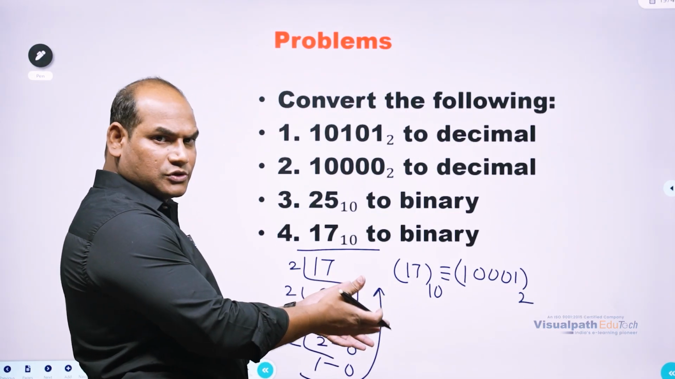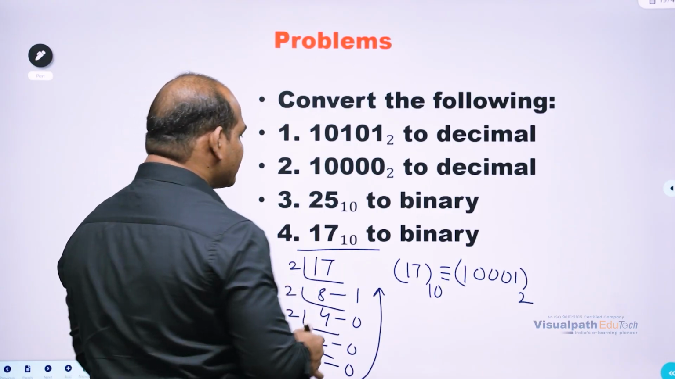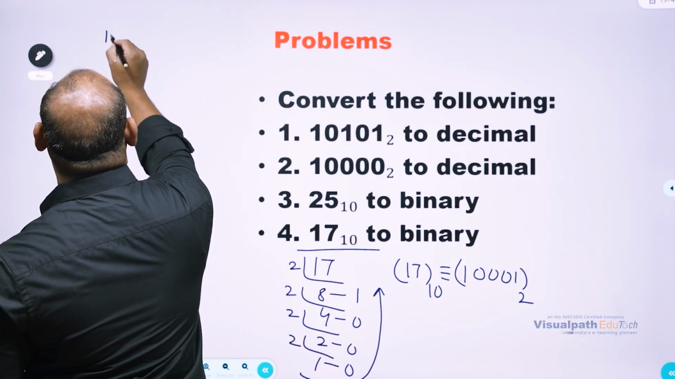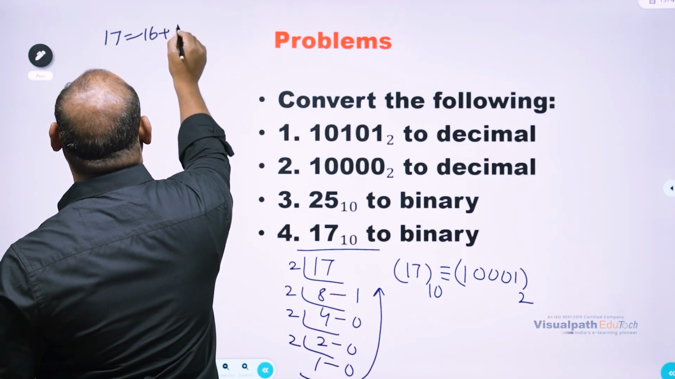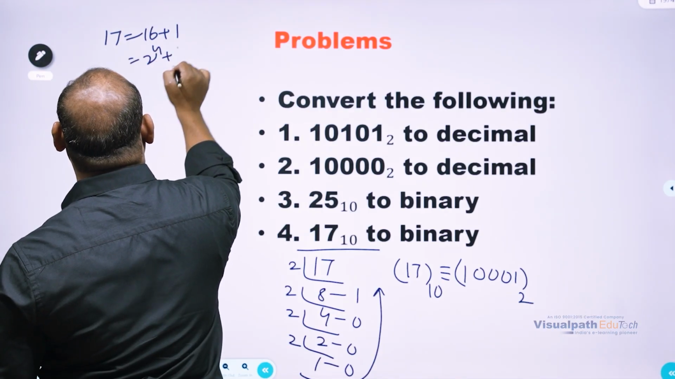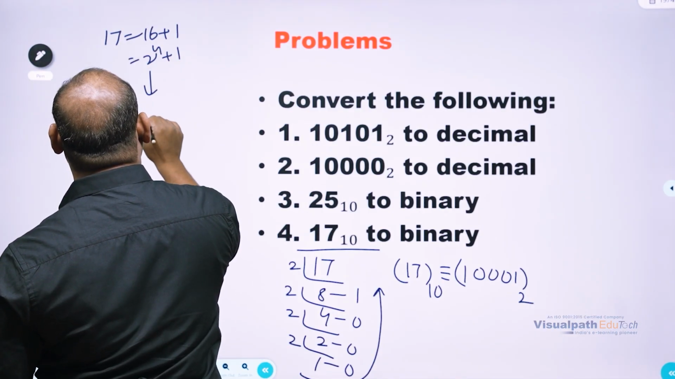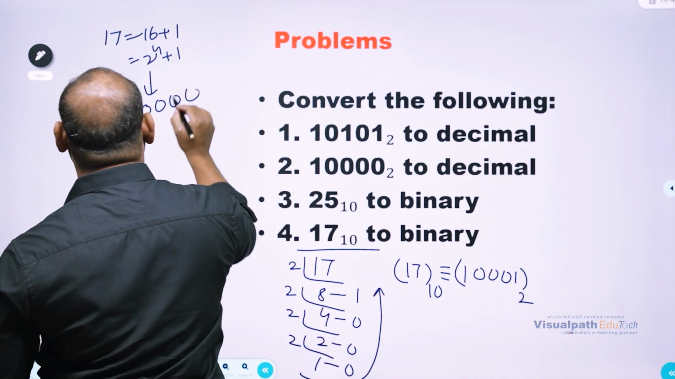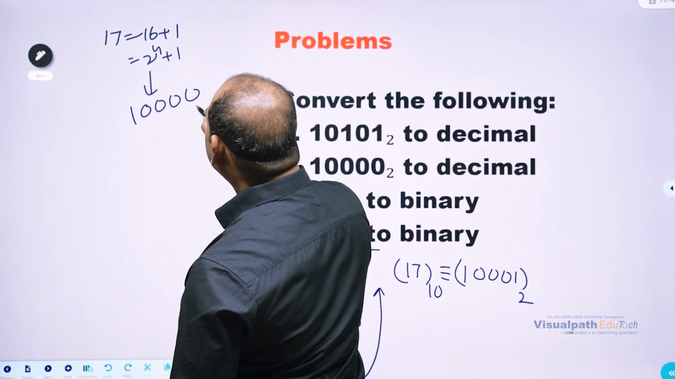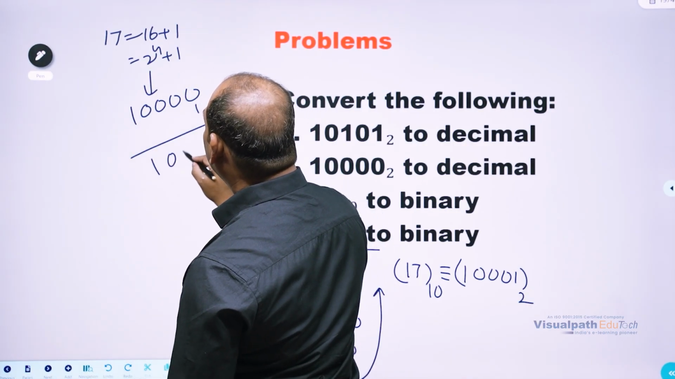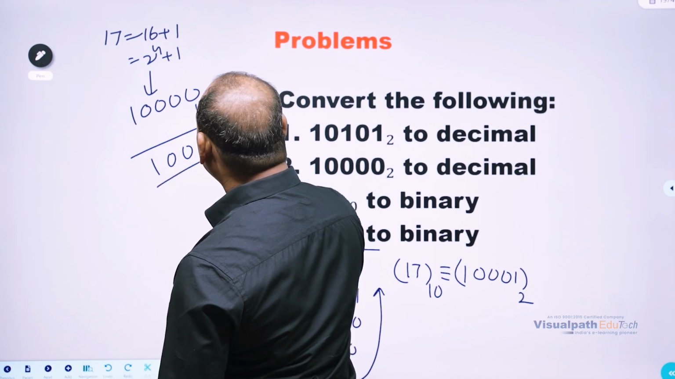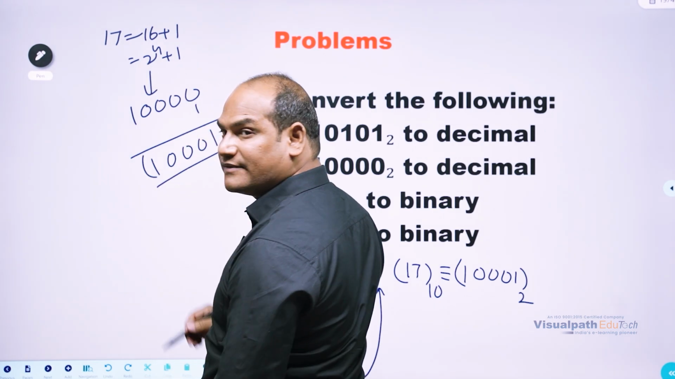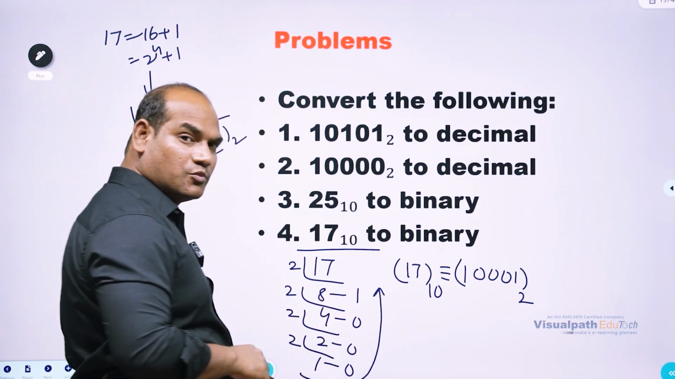Now this solution is over, but we will also see the shortcut method. 17 can be written as 16 plus 1, and 16 is 2 power 4, plus 1. Now in binary, 2 power 4 can be written as 1 followed by 4 zeros. Here just 1 is there. So what will you get? 10001. It is the binary representation of 17. So we got the same answer both ways.